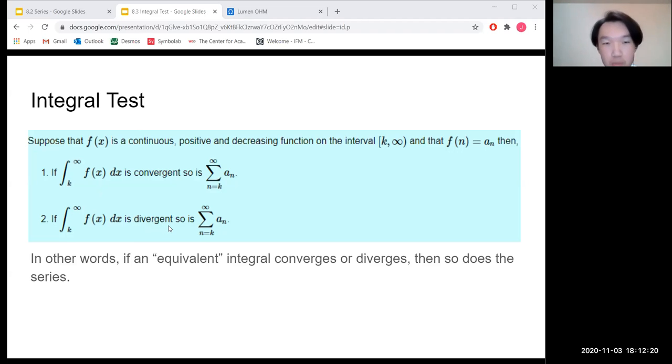So what does this mean for us? Basically what it means is if you have a series that you don't know if it's convergent or divergent, instead of solving the series, you can just solve the integral instead. So for some series, that might be a lot easier, okay?